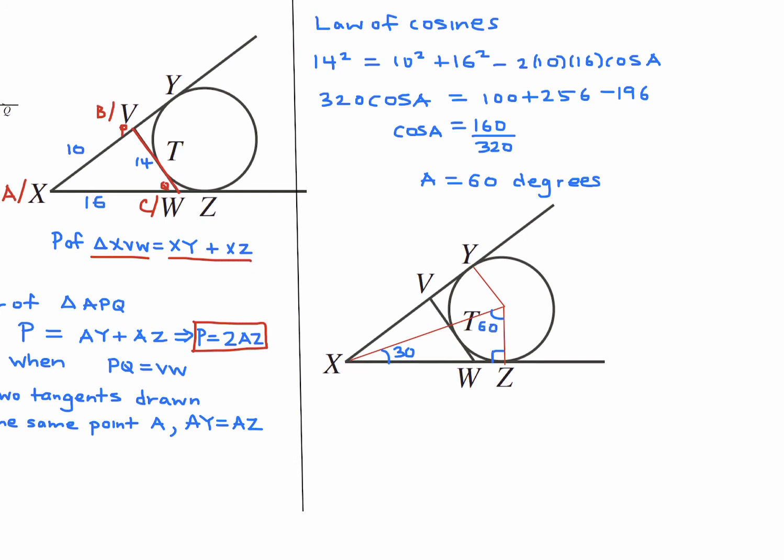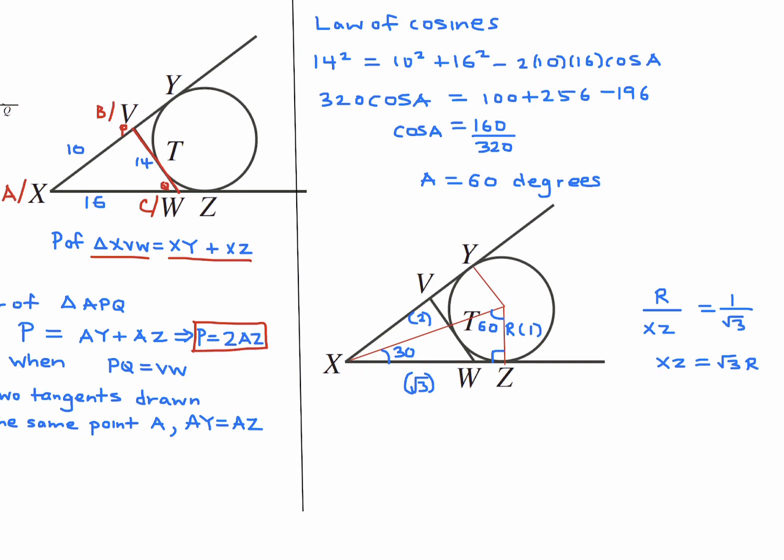So once again, we have a 30, 60, 90 triangle. And the ratio of the sides of a 30, 60, 90 triangle are 1, 2, and root 3. So we know that this is the radius r. So therefore r over this whole distance right here, which is XZ, is equal to 1 over root 3. And therefore XZ is equal to root 3 r.